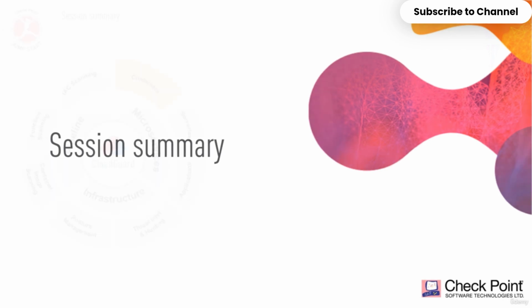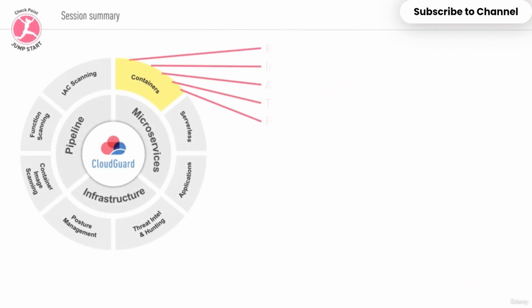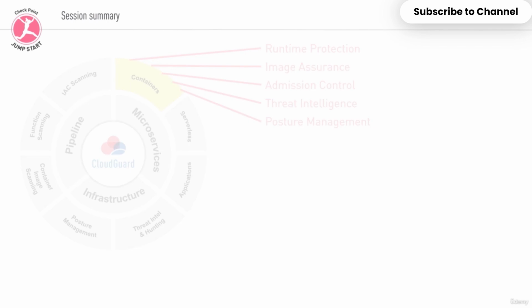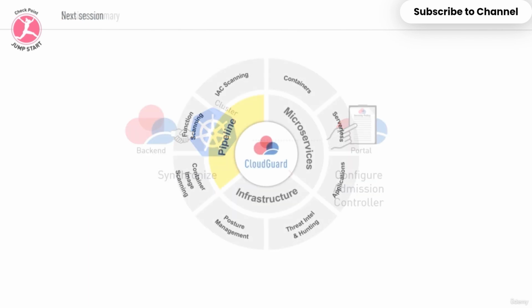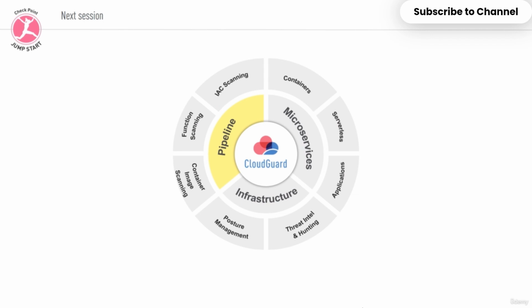And there you have it. We've gone through the CloudGuard components protecting containers, as well as the easy and straightforward process of deploying this solution onto a Kubernetes cluster. In our next session, we'll explore the shift-left concept of protecting workloads during the CI/CD pipeline process before they are deployed.